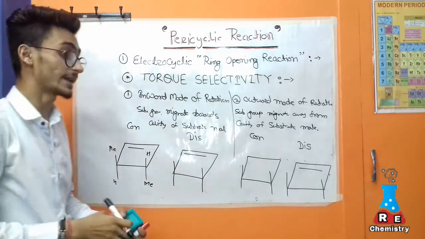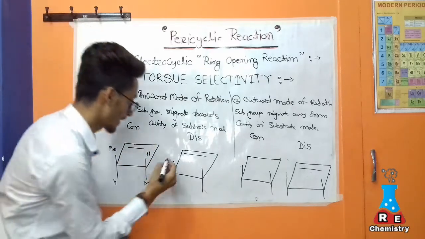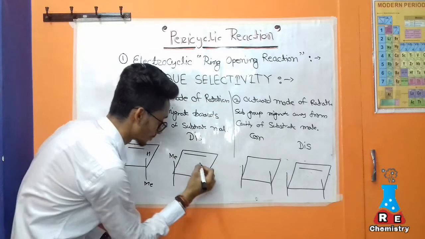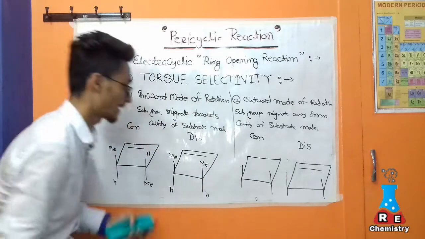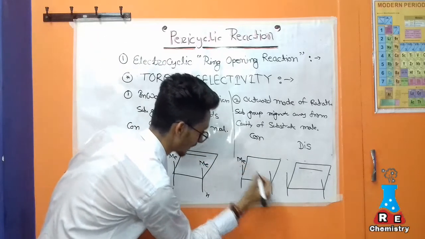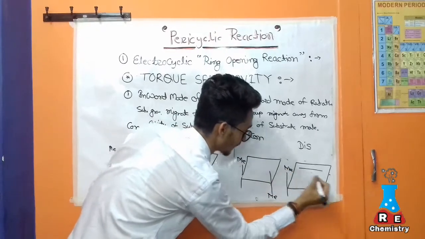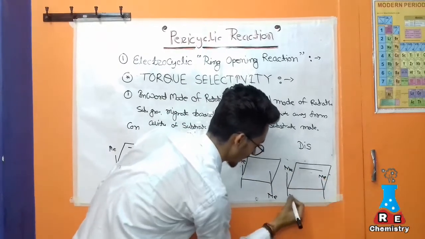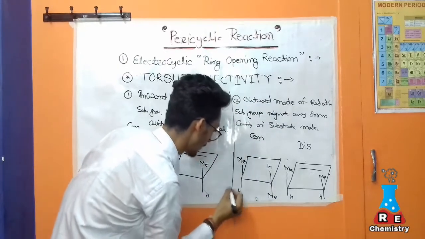Disrotation means a mirror plane of symmetry. With the mirror plane of symmetry, if one methyl group is here, the other methyl group is here, and the hydrogens are here. Similarly, in conrotation, the methyl groups are here, and in disrotation, the methyl groups are here, with the hydrogens here.